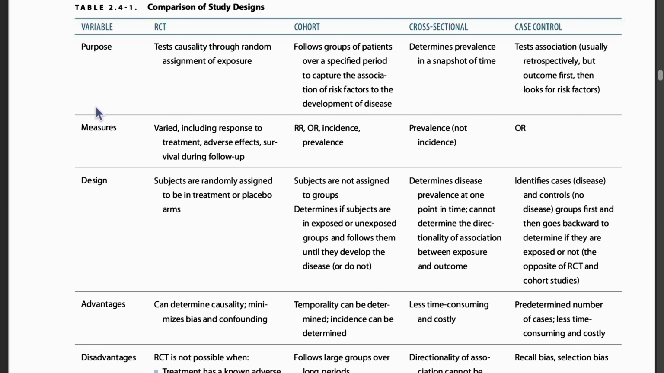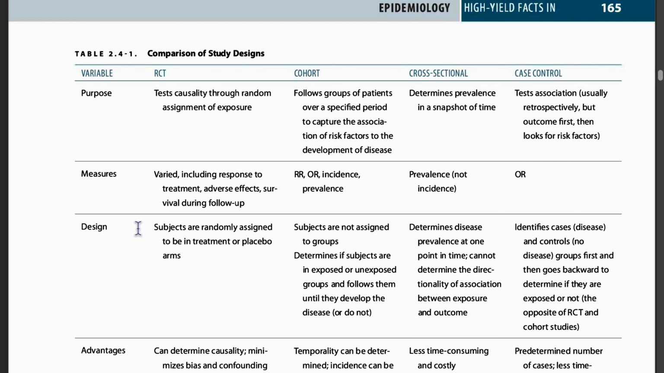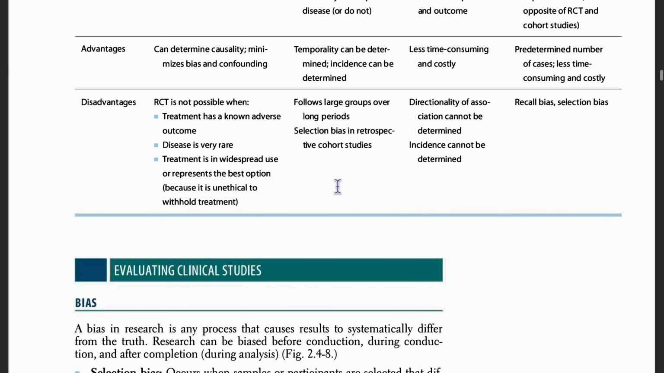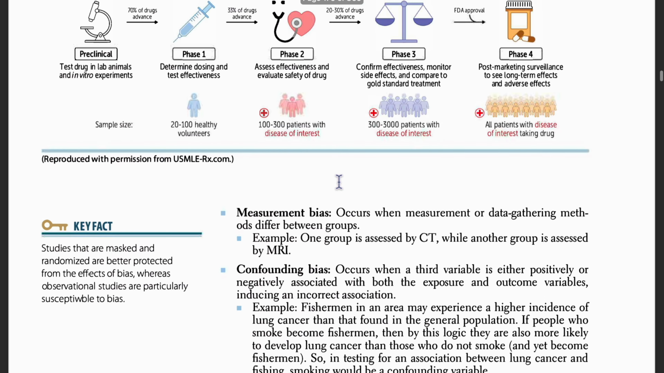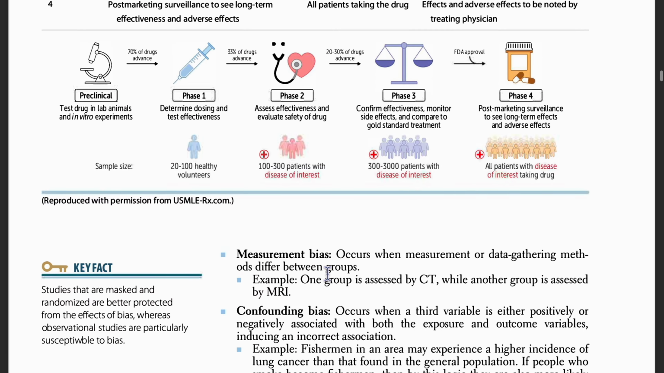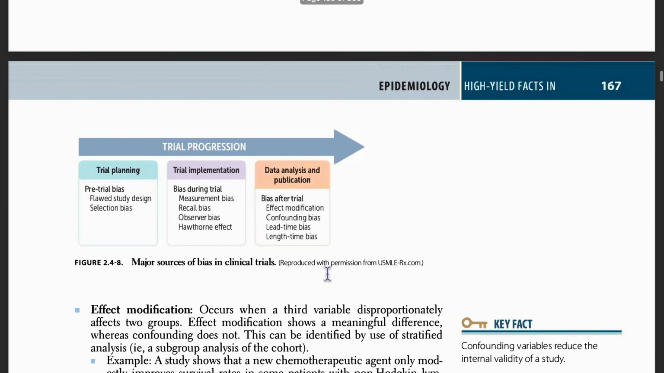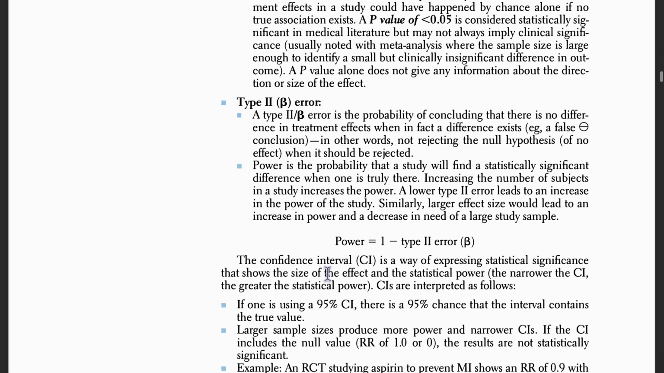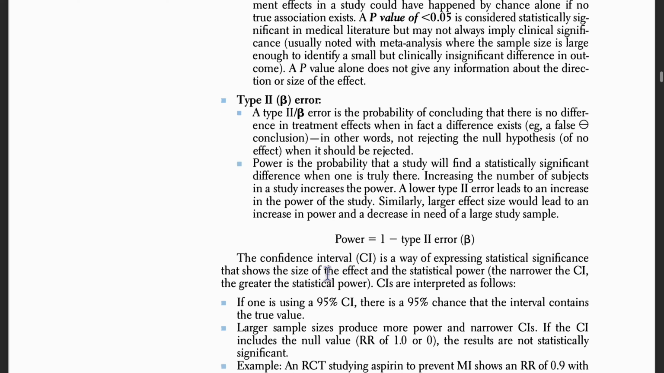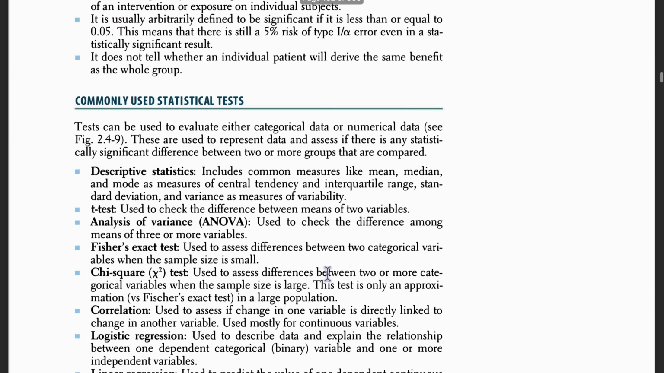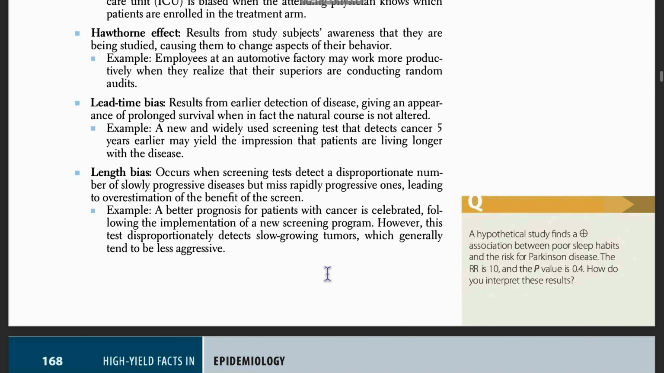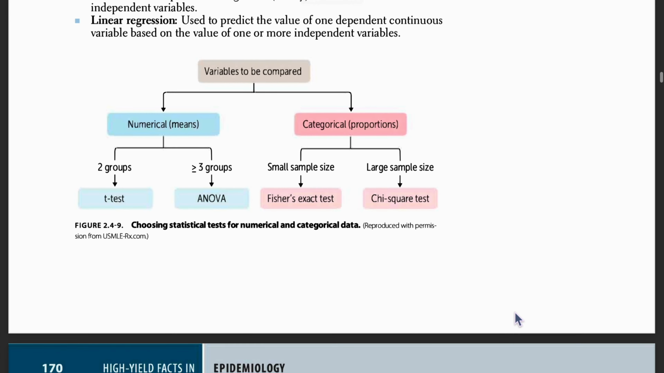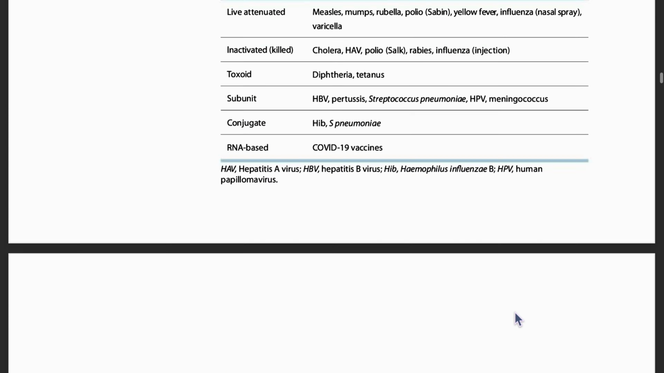Comparison of study design. Whatever is missed out on, I think we'll just pick it back up from UWorld, but other than that, everything is pretty much covered in the Step 1 biostat portion. All the clinical trials, all that stuff, effect modification, and statistical testing. Pretty much everything is covered.